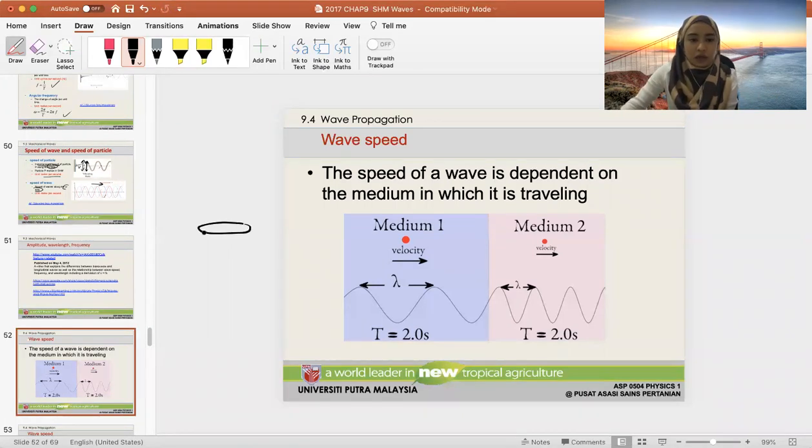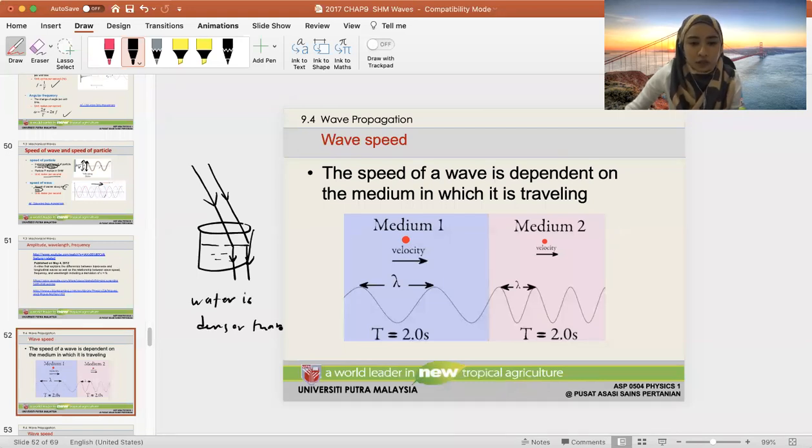imagine that we have a cup of water. Okay, for example, the cup is a bit crooked. So I have light propagating, obviously. But when it reaches the water, it bends, right? Because why? The water is denser than air. Okay, the same situation here. It bends because the speed changes. So that is why it bends.